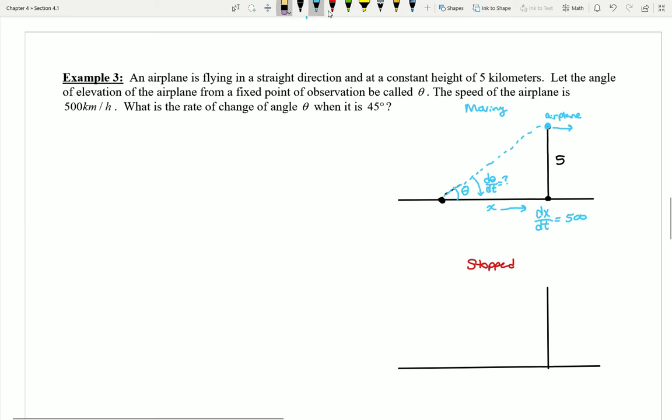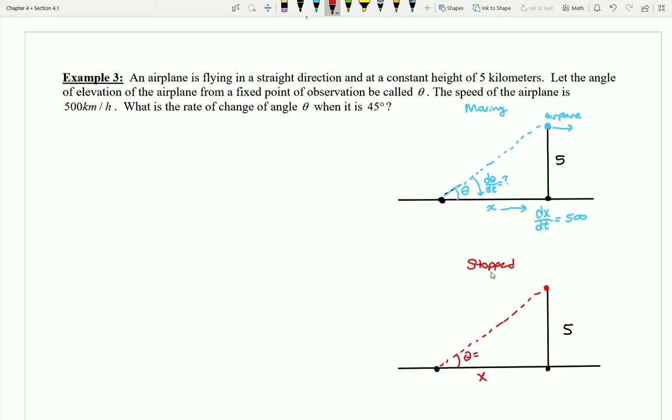Now, if I wanted to go ahead and summarize all of this again in the stopped picture, I'd still have my person down here. I'd still have my value of 5. My airplane now would be completely stopped. My value of x would be locked in at some specific value. This side would no longer be growing, and my angle would be locked in at a particular amount.